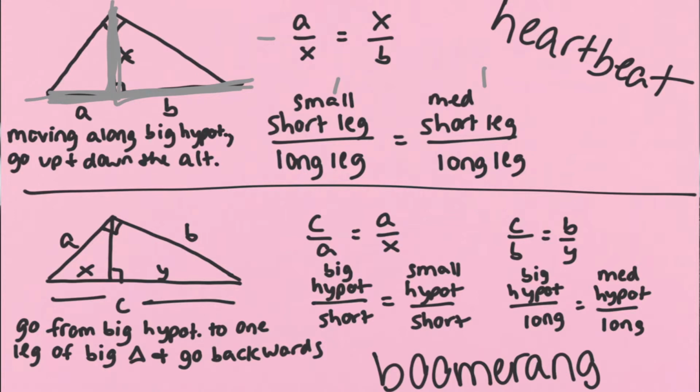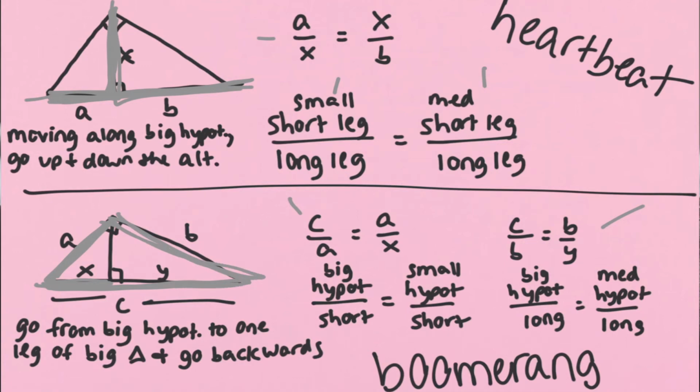And then the other method is the boomerang method. So C to A equals A to X. It kind of starts going back like a boomerang. And we're allowed to do that because the small and the big triangles are similar. So we're looking at the hypotenuse of the big triangle to the small leg of the big triangle equals the hypotenuse of the small triangle to the short leg of the small triangle. Or we could look at it this way, C to B equals B to Y.